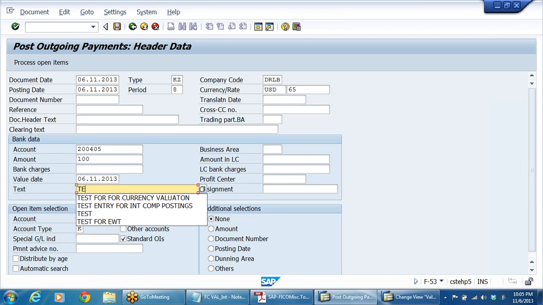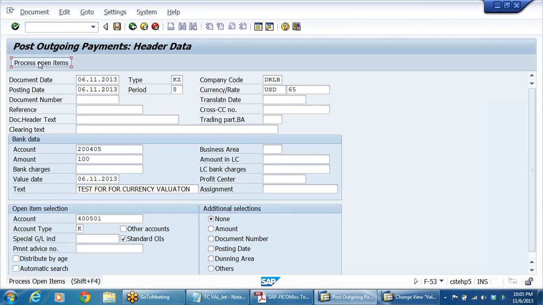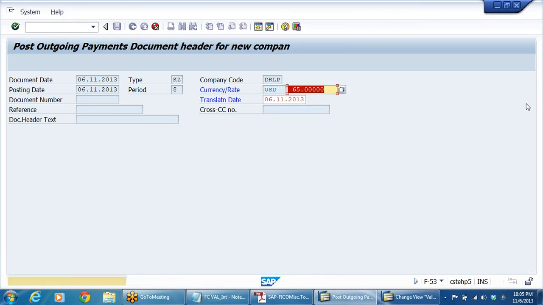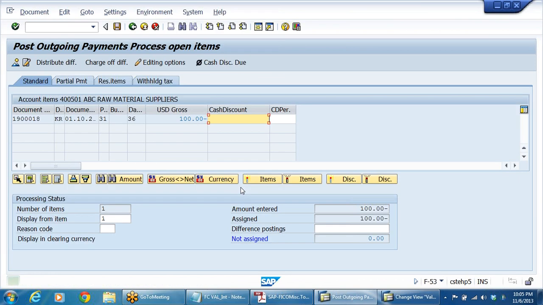Test for foreign currency valuation. So vendor payment, of course. Process open item. Exchange rate 65 deviates from the table rate of 63. Least bothered, because it is the responsibility of the system to inform us, because 63 we have given on 31st of October. That's why it is showing us. Press enter. Exchange rate 65 deviate from table entry. Okay, it is only a warning, that's all, not an error message.